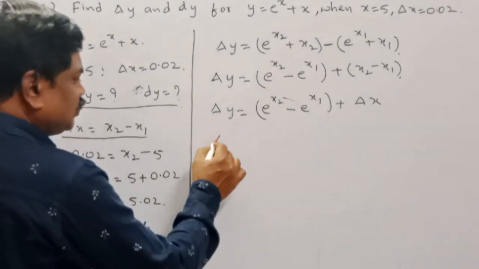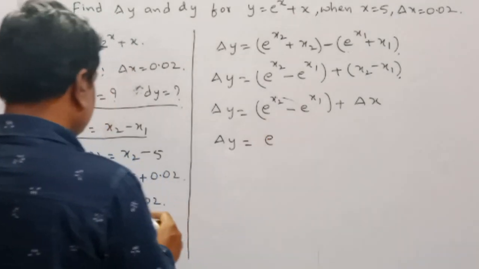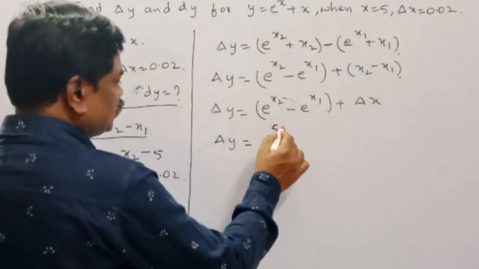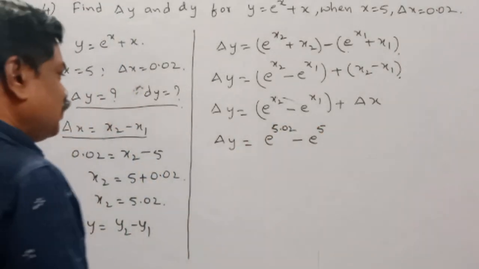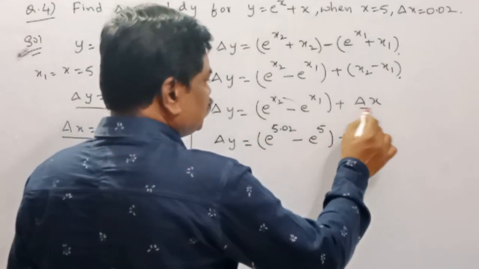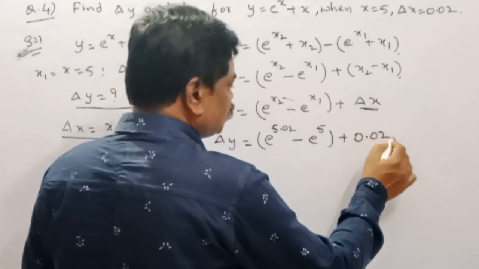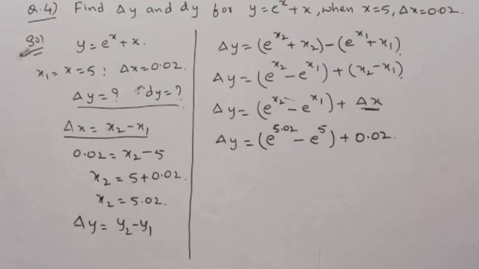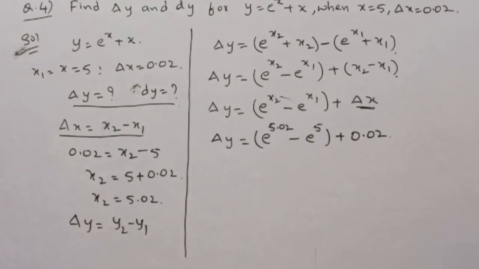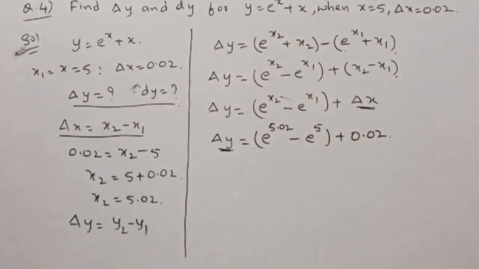Then we have to substitute. Delta y is equal to e power 5.02 minus e power 5 plus, what is the delta x value? Delta x value is 0.02. Okay, all of you. Delta x value is 0.02. So this is the delta y value.